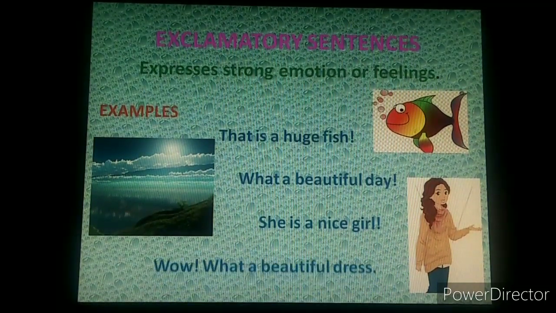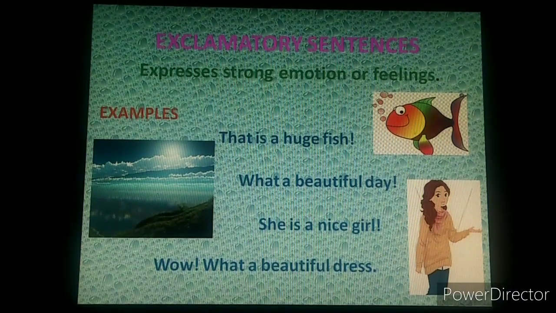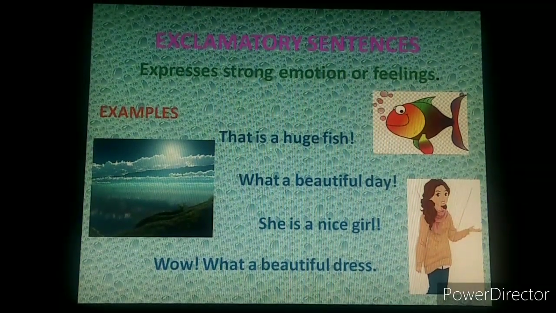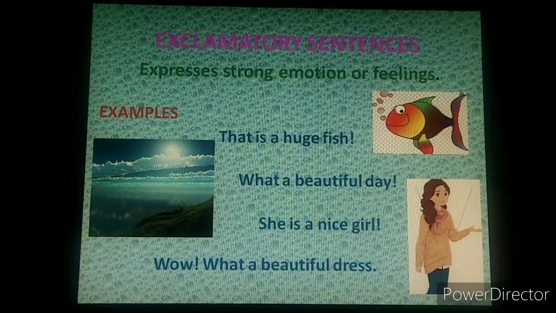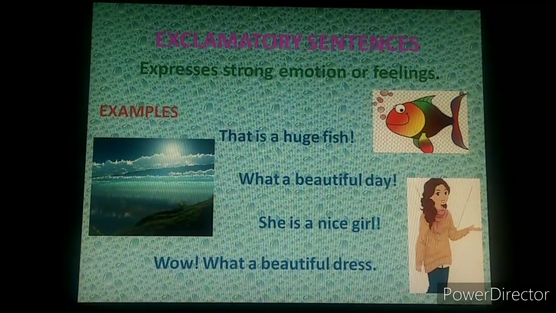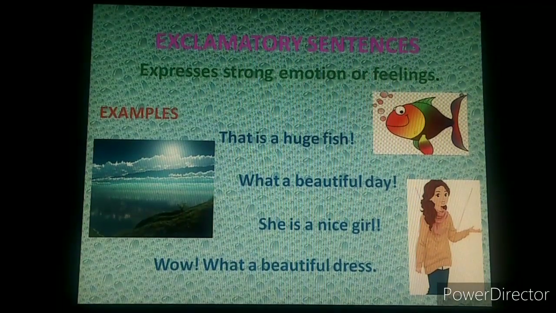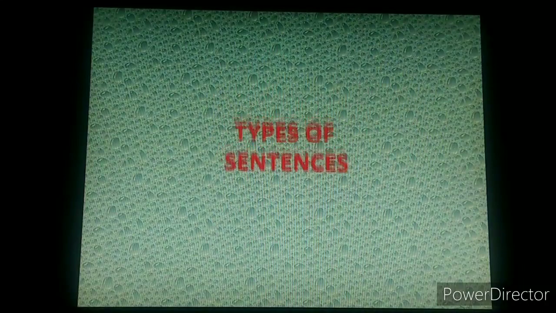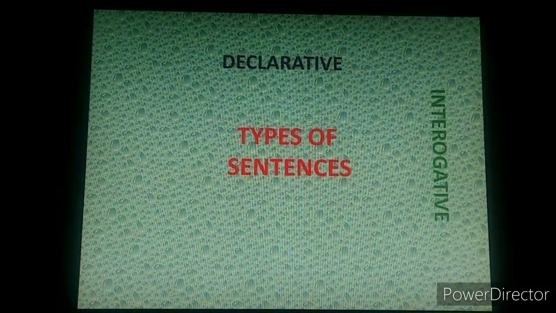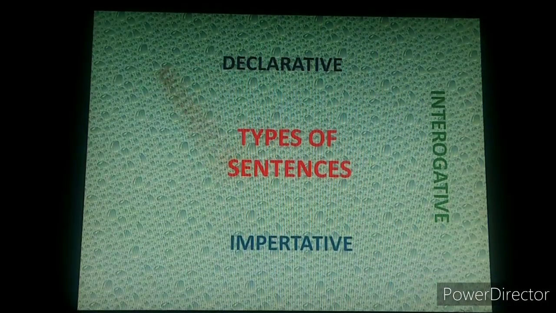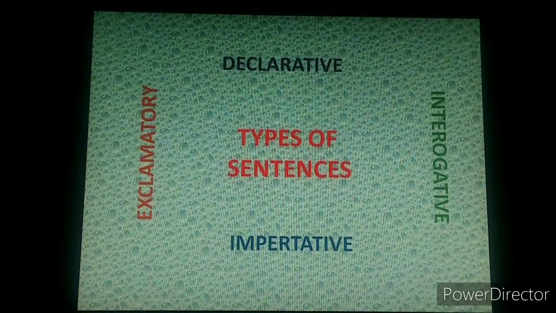Like, wow, what a beautiful dress. In this, we have used the exclamation mark after the word wow, because this wow is showing the feeling. Okay, students, understand? So, we have 4 types of sentences: declarative, interrogative, imperative and exclamatory.